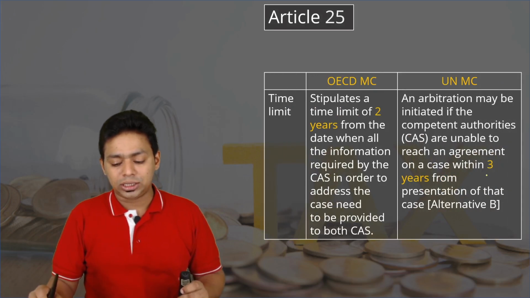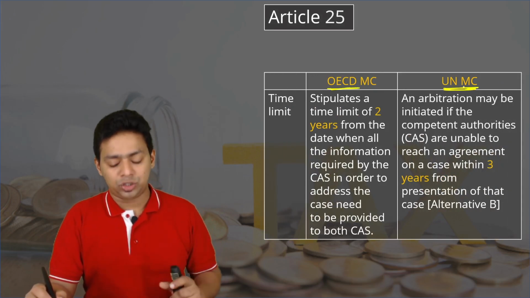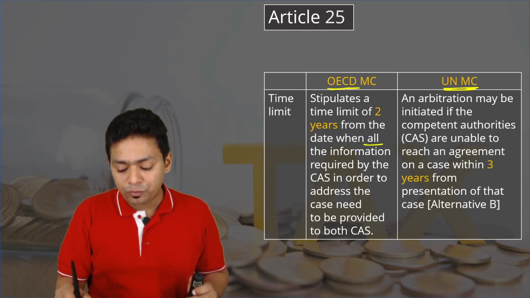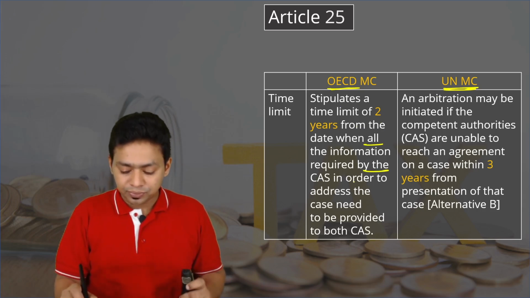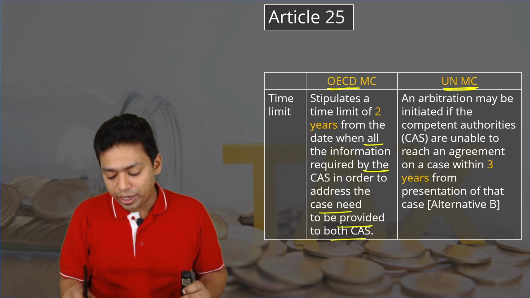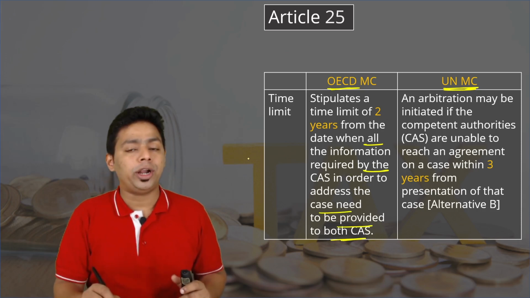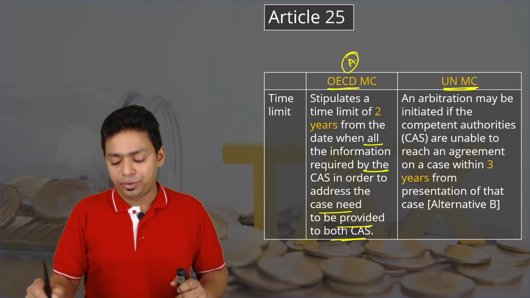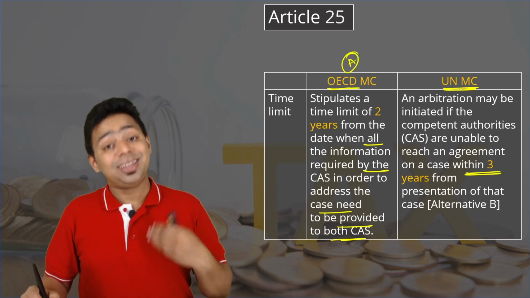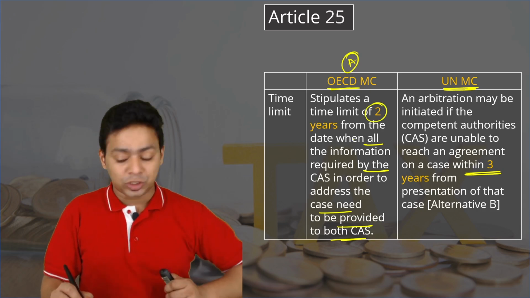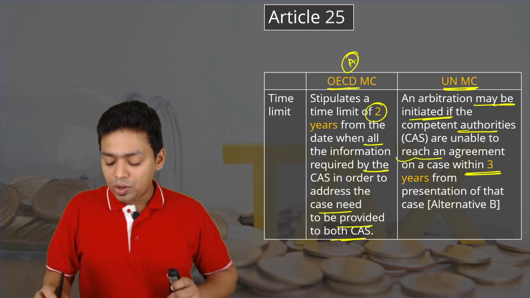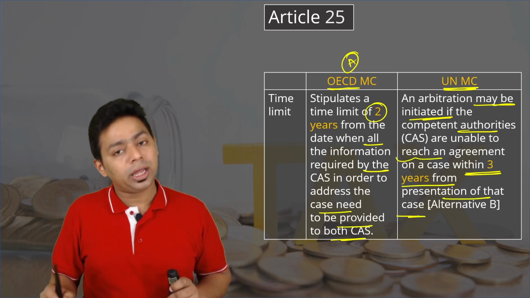At the same time, please understand, in the OECD model and the United Nations model, there is also a timing difference. The OECD model stipulates a time limit of 2 years from the date when all the information required by the competent authorities to address the case has been provided. If they are not able to provide the solution within 2 years, the matter will go to the arbitrator. In the United Nations model, the period is 3 years, so this timing difference may be targeted in MCQs. Arbitration may be initiated if the competent authorities are unable to reach an agreement on the case within 3 years from the presentation of that particular case. In alternative B, it will happen, obviously.